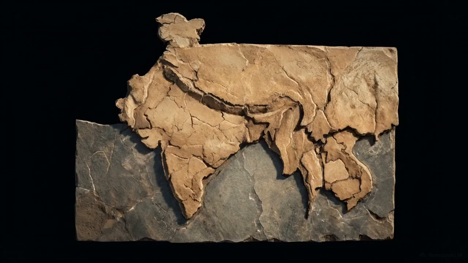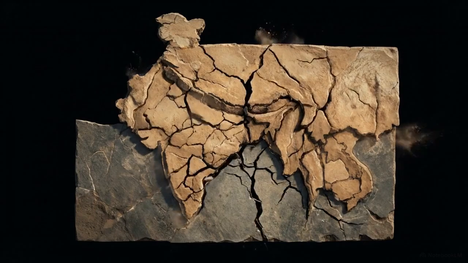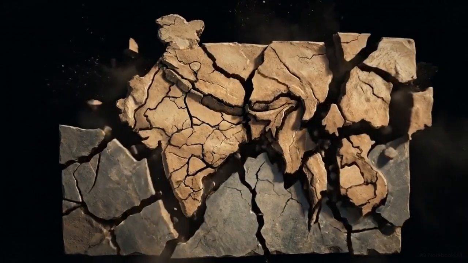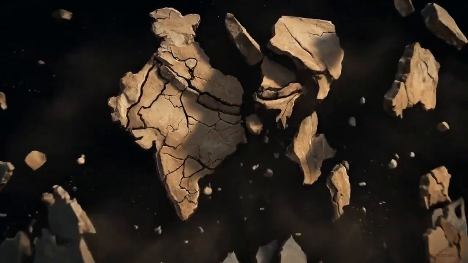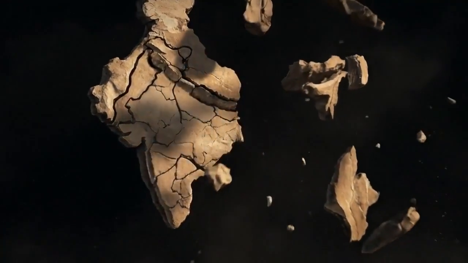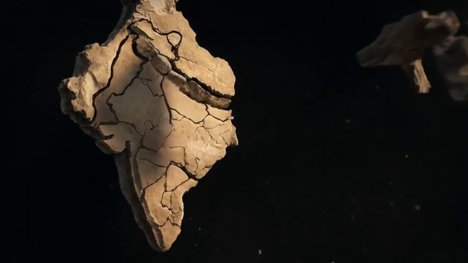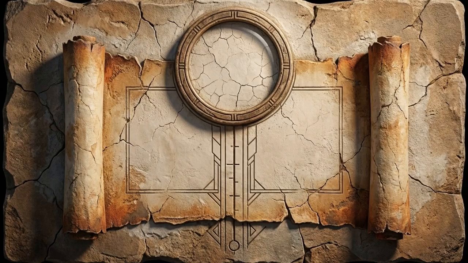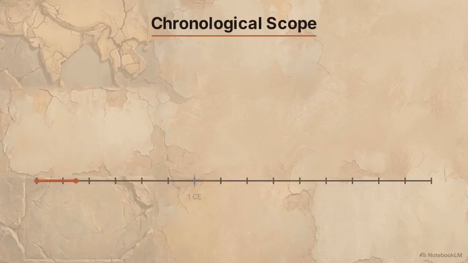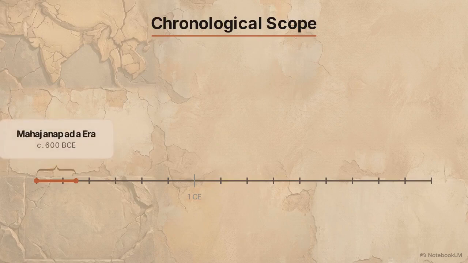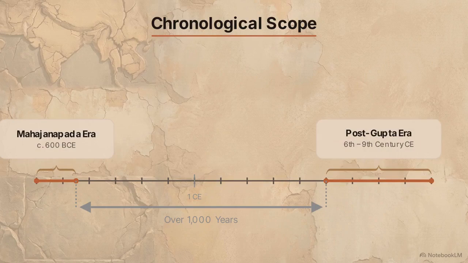Imagine a massive, solid block of stone that suddenly shatters into dozens of jagged, floating fragments. This is the baseline reality of ancient Indian statecraft. To understand how power actually functioned on the subcontinent, we have to examine two distinct windows of time: the Mahajanapada era, around 600 BCE, and the Post-Gupta Era, stretching from the 6th to the 9th century CE.